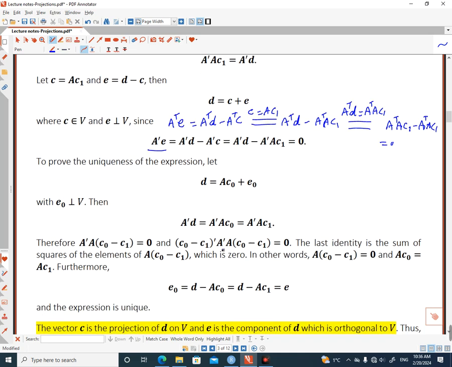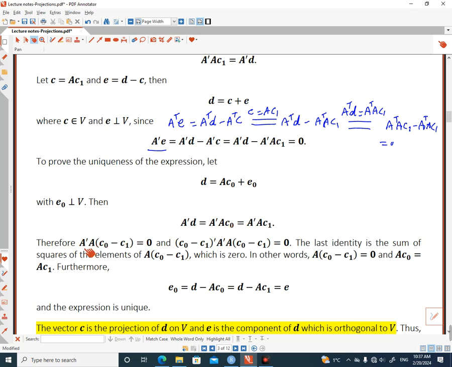In order to show that it's a unique solution, we can decompose D as the sum of these two vectors, where E0 is orthogonal to V, the column space. Then simply pre-multiplying D with A prime, we have A prime A C0, and then A prime E0, which is equal to 0, and we can write it as A prime AC1 according to the definition. So these are equal to each other.